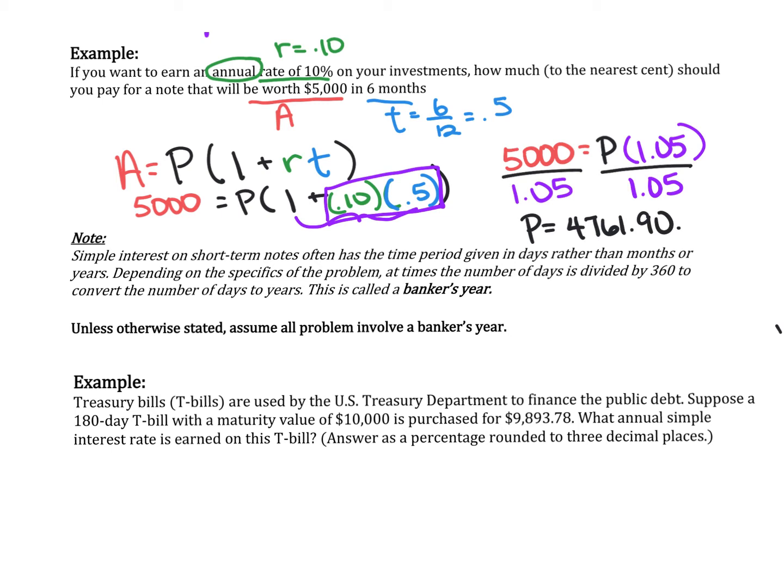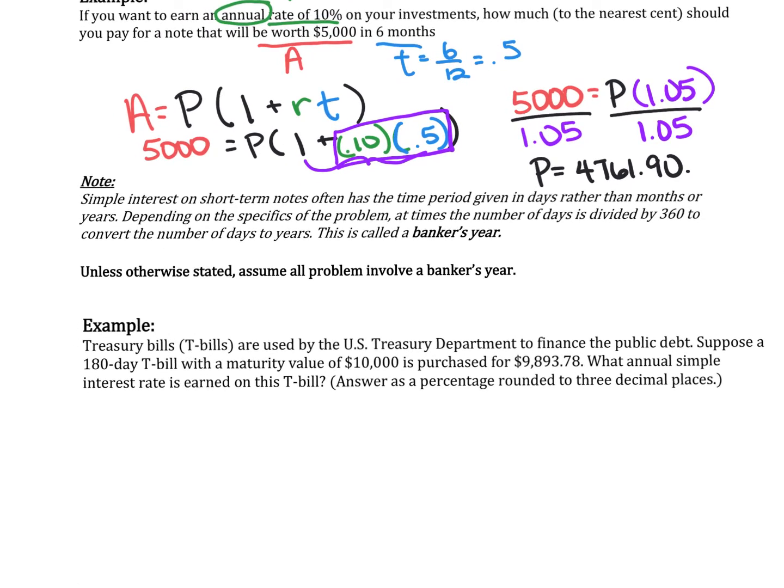So this next problem is going to talk about what we call a T-bill. And in this particular problem, we start off by saying that when we talk about simple interest on short-term notes, we often use what's called a banker's year. And a banker's year is 360 days rather than 365. And that's because it's a lot easier to make calculations based on 360, where numbers come out nicer than 365. So we're going to assume anytime we have short-term notes, so that's probably less than a year, that the number of days we're working with is 360.